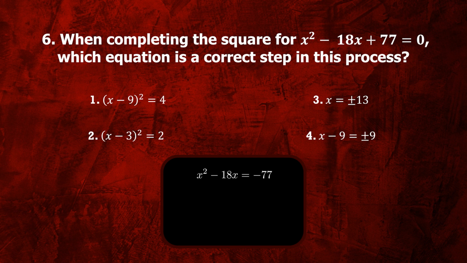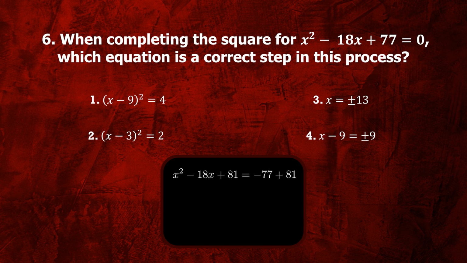To do this, we use the formula -b over 2a squared, where a and b are the coefficients of x squared and x, respectively. In this case, a is 1 and b is -18, so we plug in these values and simplify. -b over 2a squared equals -18 over 2 times 1 squared, which equals 18 over 2 squared. This all simplifies to 9 squared, which is 81. So we need to add 81 to both sides of the equation, which gives us x squared minus 18x plus 81 equals -77 plus 81.